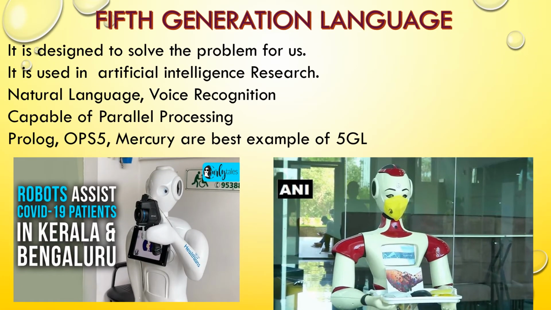Fifth generation language. They are designed to solve the problem for us. It is used in artificial intelligence research. It functions on natural language and it can recognize the voice. They are capable of parallel processing. Prolog, OPS5 and Mercury are best examples for fifth generation language. In real-time applications, we find the fifth generation language used by robots. Robots generally help in surgery, bank and hotels. And in the COVID-19 situation, in states like Kerala and Bengaluru, we find that these robots help in answering queries and assisting the patients.